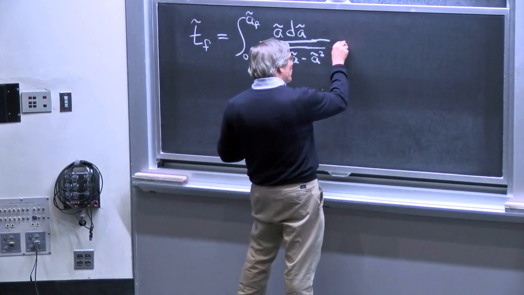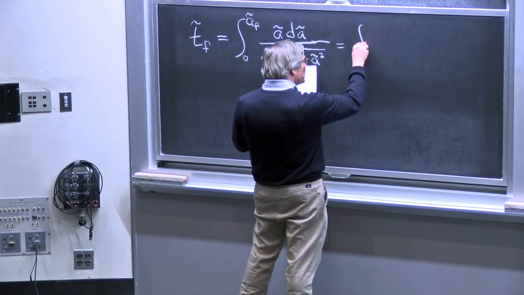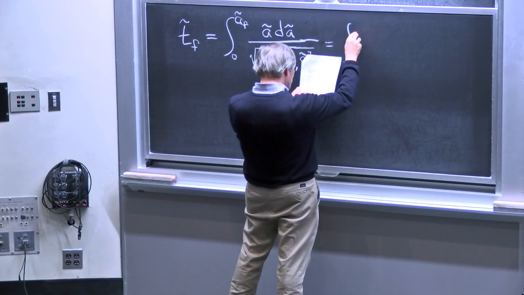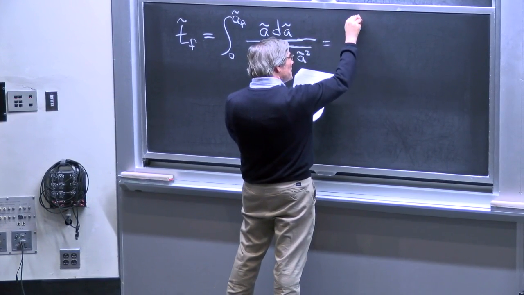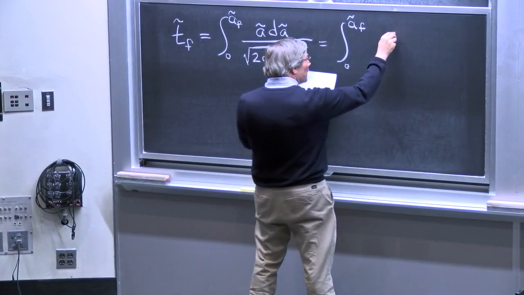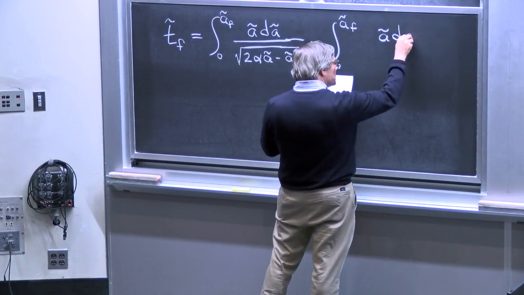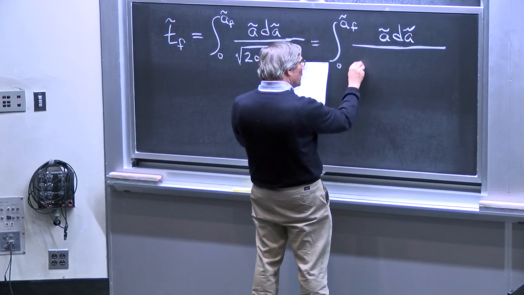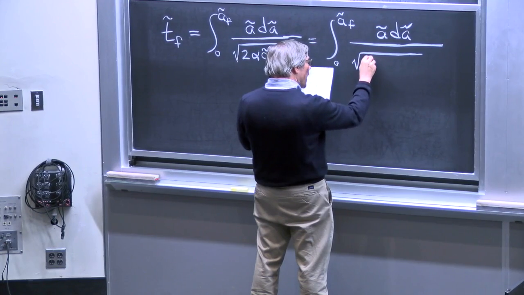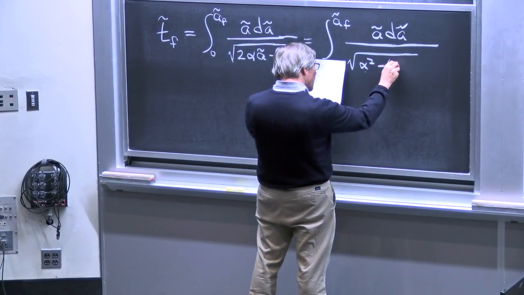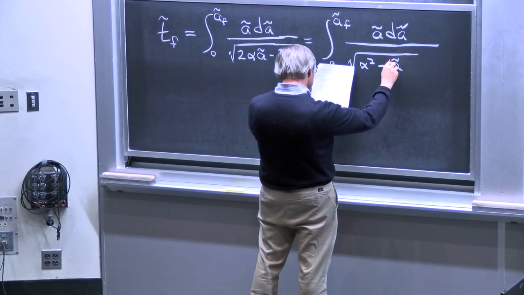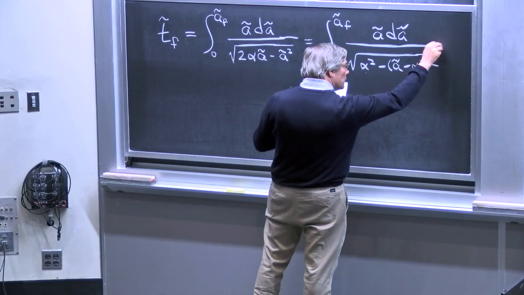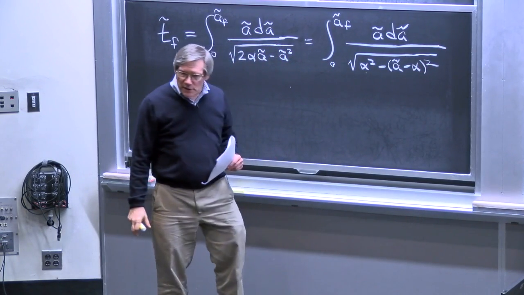And that motivates the substitution that we will make. So we can rewrite this just by doing some algebra on the denominator, which is called completing the square, for reasons that you'll see when I write down what it is. The numerator will stay a tilde d a tilde. And the denominator can be written as alpha squared minus (a tilde minus alpha) quantity squared. So completing the square just means to put the a tilde inside a perfect square.